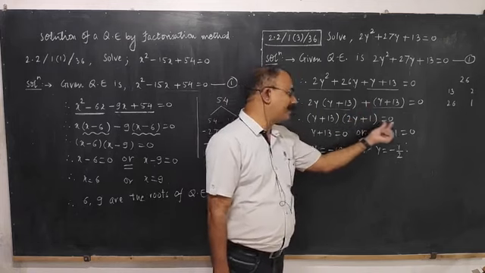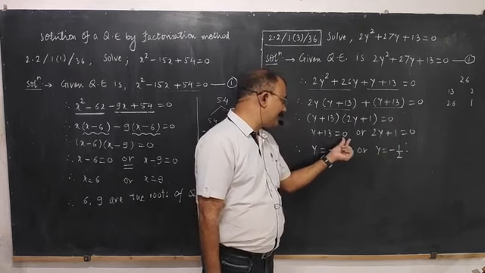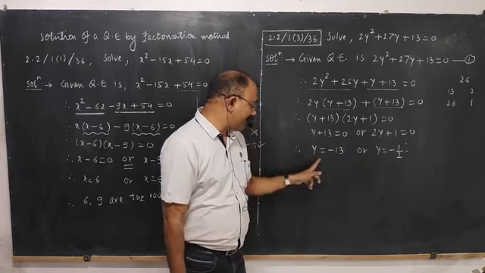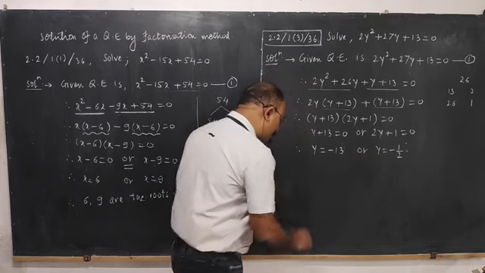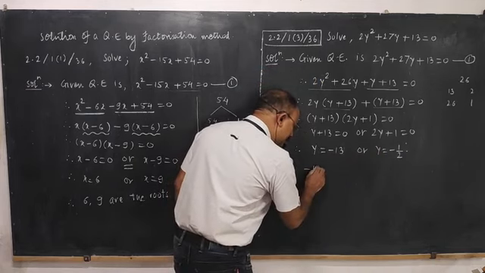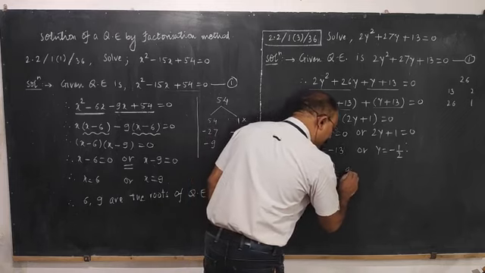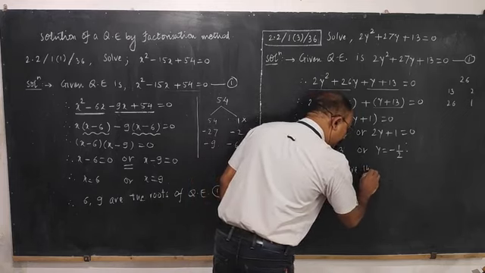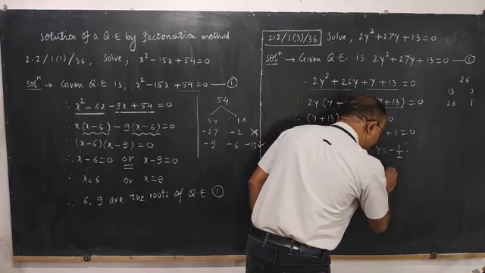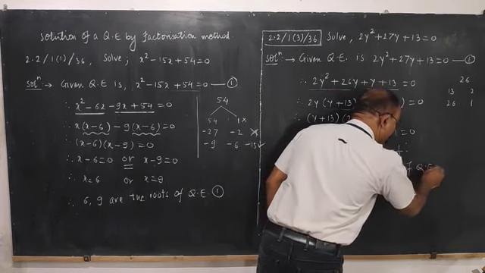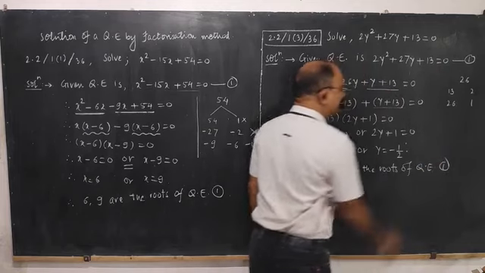Again the product of two brackets is 0. So either the first bracket is 0 or the second bracket is 0. So this gives you y is equal to minus 13, and this gives you, this 1 will go to the other side so it will be minus 1, and 2 below it, minus 1 by 2. So what will we write finally? Minus 13 comma minus 1 by 2 are the roots of this quadratic equation 1. These are the roots of this equation.